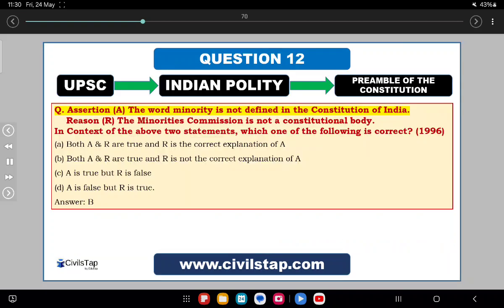Question (1996). Assertion A: The word minority is not defined in the Constitution of India. Reason R: The Minorities Commission is not a constitutional body. In context of the above two statements, which one of the following is correct? A. Both A and R are true and R is the correct explanation of A. B. Both A and R are true and R is not the correct explanation of A. C. A is true but R is false. D. A is false but R is true. Answer, B. Question 12. UPSC Indian polity, Preamble of the Constitution.